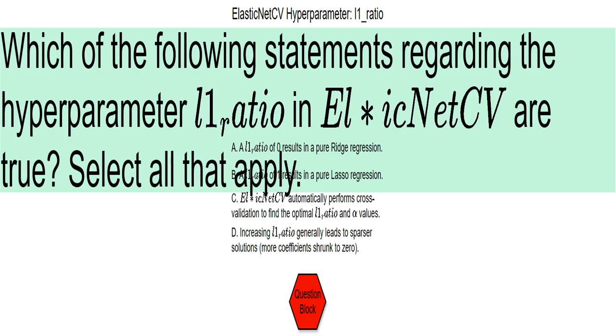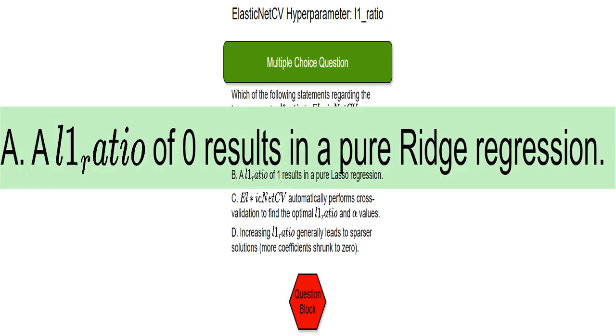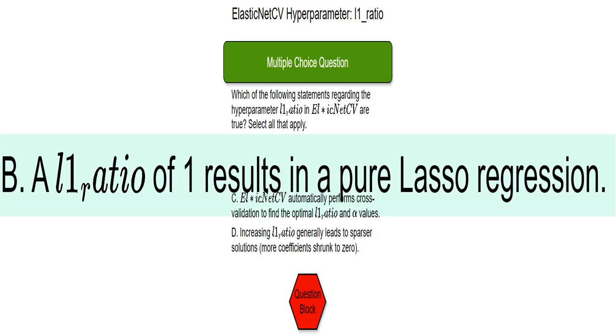I will evaluate each statement to see if it correctly describes the behavior of the L1 ratio parameter in ElasticNetCV. When L1 ratio equals 0, only ridge regularization is applied. Therefore, it is correct. When L1 ratio equals 1, only lasso regularization is active. This means only L1 regularization, lasso, is applied. Therefore, statement B is correct.